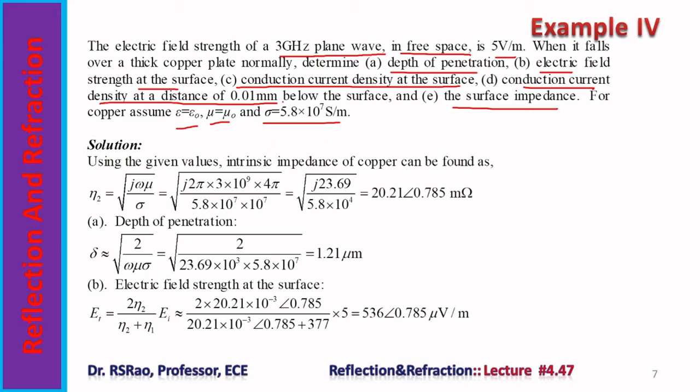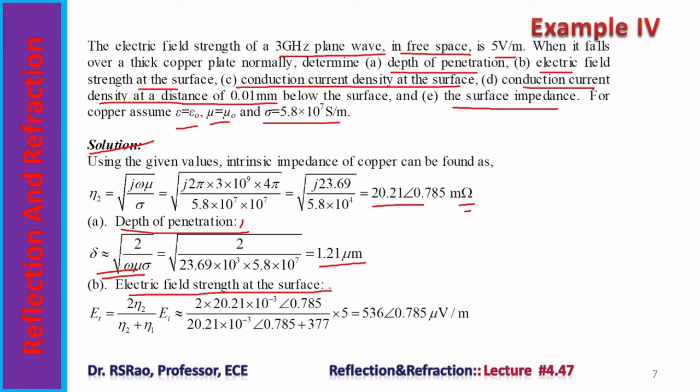Now, before going to the actual solution process, let us calculate eta 2, the intrinsic impedance of the copper. It is 20.21 at an angle of 0.785 milliohms. Depth of penetration, or skin depth, has a standard formula. Given data can be substituted to find it equal to 1.21 micrometers.